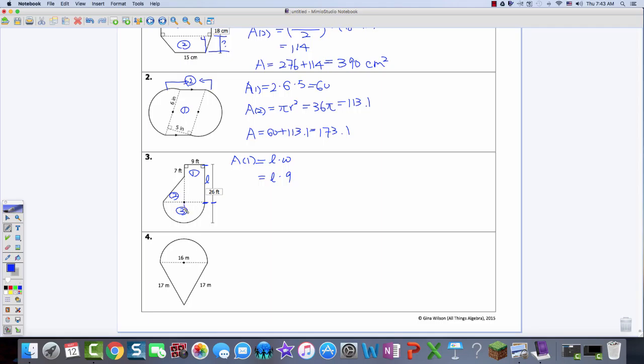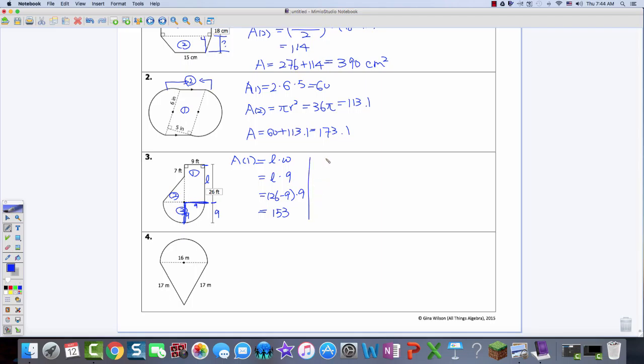If you notice, if I extend this from the center of the circle, this blue line is my radius, isn't it? So is this blue line. These two are my radius. And if this is 9, this must be 9. If this is 9, 26 minus 9. So my length is 26 minus 9. What do I have? I should have 9 times 17, which gives me 153. That's my first area.